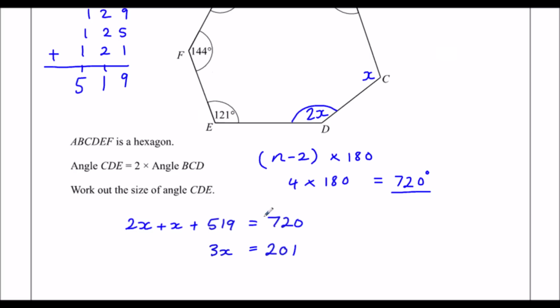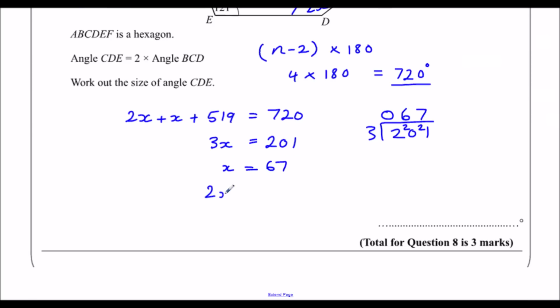So divide both sides by 3. So how many 3s go into 201? None go into 2. 6 go into 20. That makes 18. So 2 left. And 7 3s go into 21. So x must be 67 degrees. But that's not what we're working out. We want 2x. So double the answer. Double 60 is 120. Double 7 is 14. So 120 and 14 is 134.